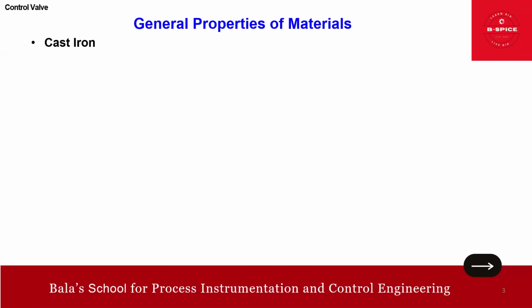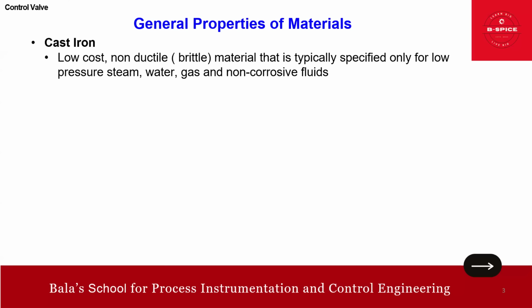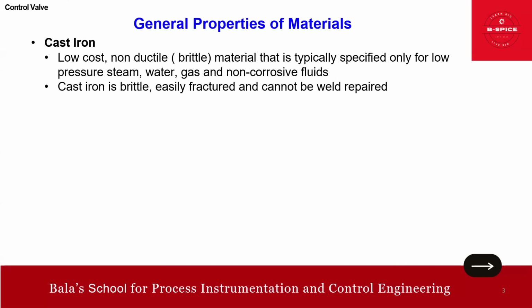Okay, now we'll talk about the cast iron. Cast iron is a low cost, non-ductile, meaning brittle, material that is typically specified only for low pressure steam, water, gas, and non-corrosive fluid. So the point is, it's brittle, friends. It's low cost, and only for low pressure steam. Cast iron is brittle, easily fractured, and cannot be weld repaired.